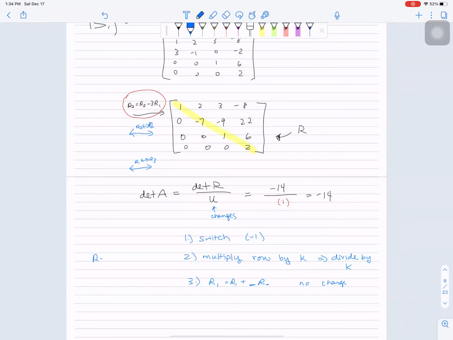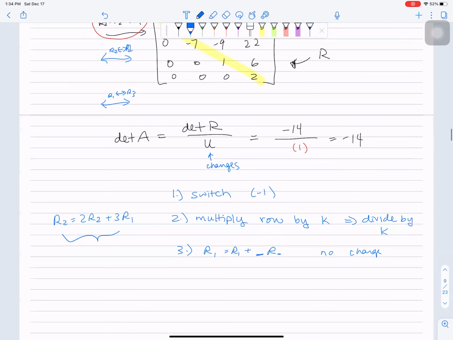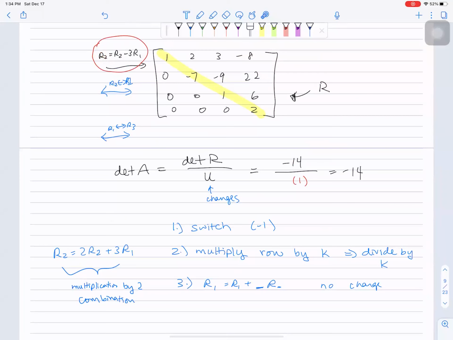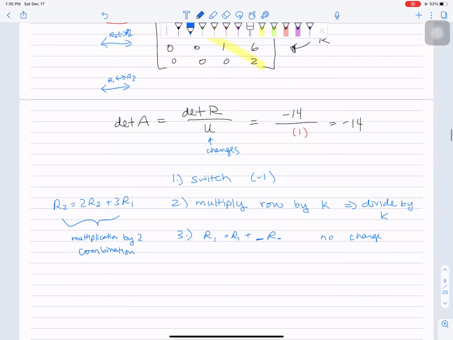So if you did like row 2 is 2 row 2 plus 3 row 1, that is not right. That's not considered a combination because you've changed your original row. So this is technically like you're doing 2 steps in 1. What you've done is you've done a multiplication by 2, and then you've done a combination. So that's why I recommend writing your row reductions as like your original row equals keep that original row and do some change to it, whether it's combination or multiplying or switching. So this is technically 2 steps, and so you would be dividing by 2 for your determinant.